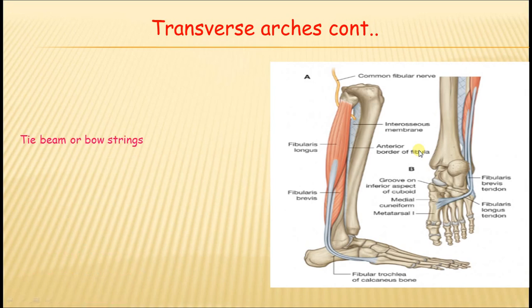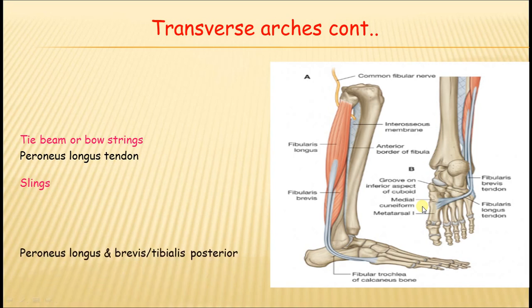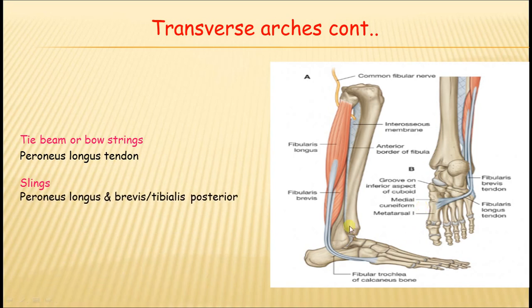So tie beam or bowstring of the transverse arch will be mainly maintained by your peroneus longus tendon, since it is passing from the lateral to the medial side. So it helps to maintain the transverse arch. Sling mechanism is again by the peroneus longus, because it is going above and brevis, and to some extent it will be assisted by the tibialis posterior tendon.